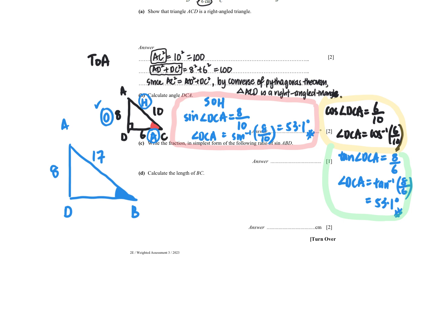Now I want sine of ABD. One look at it, you know you need to look at triangle ABD. So every time you've got a triangle, go and label your H, A, and O. So this is H, this is A, this is O. So since they want sine, it is O over H. So your answer is just 8/17. That's all. Okay, no need to go and find the angle. Just give me the ratio will do.